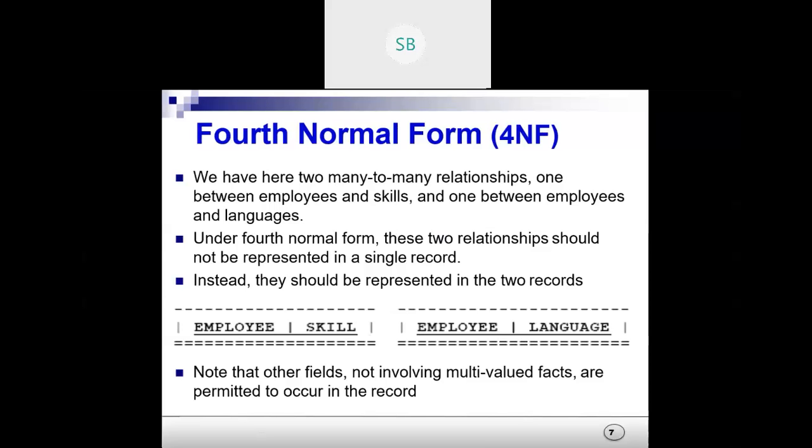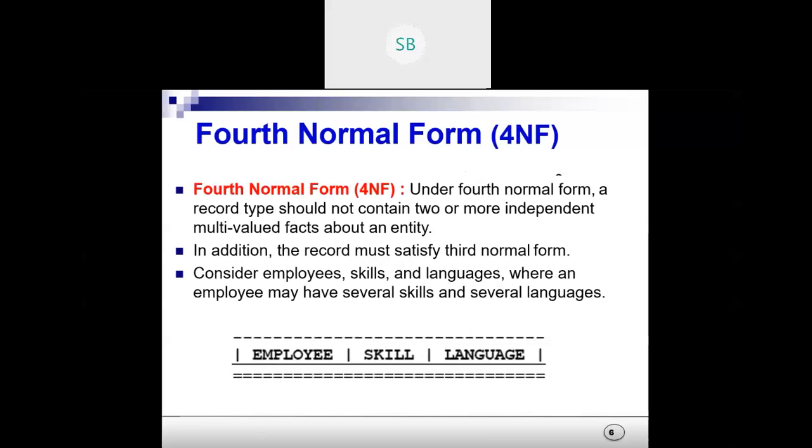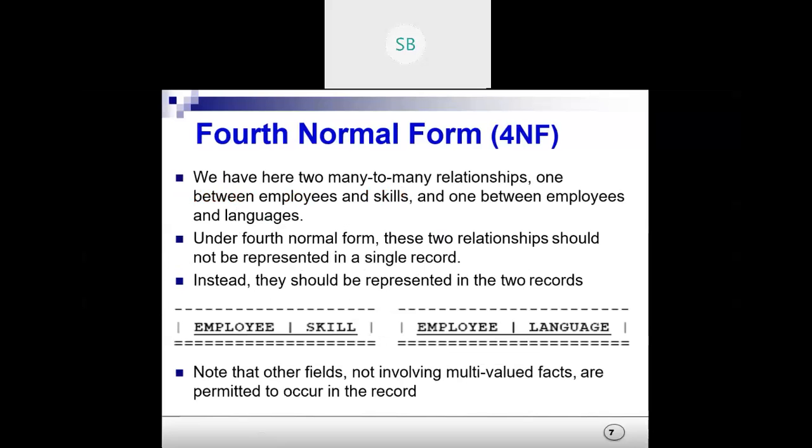So under fourth normal form, these two relationships should not be represented in a single record. It is not possible under fourth normal form that all these things are represented in a single record. For this purpose, we have to divide it into two tables. So we can represent it as two records, tables, that is employee skill and employee language. But you can permit other fields if they are not multivalued facts.